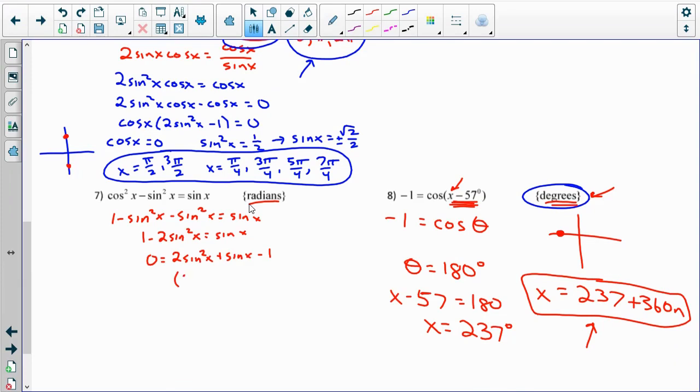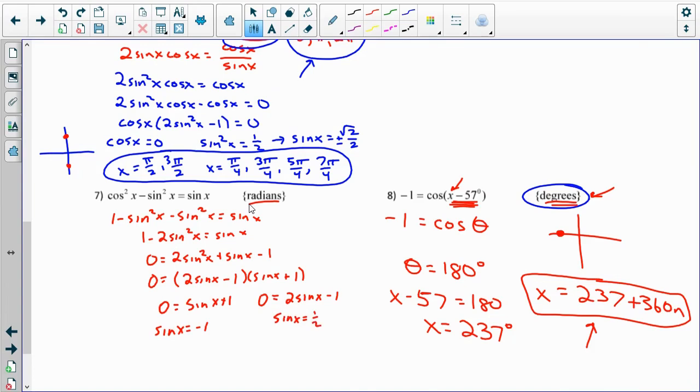And if I look, this is quadratic in form. So I have 2 sine x, sine x. And then I kind of have to figure out where these ones go in the plus and minus signs. So I have plus 1 over here, minus 1 over here. So I end up with 0 equals sine x plus 1, and 0 equals 2 sine x minus 1. So sine x equals -1, and sine x equals 1/2.